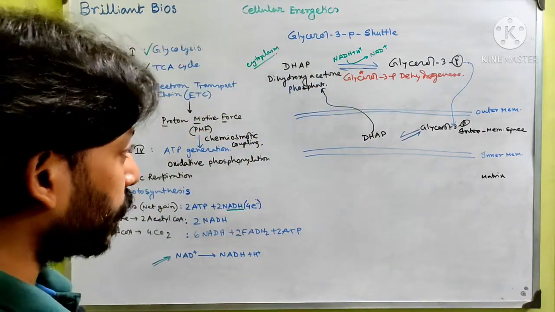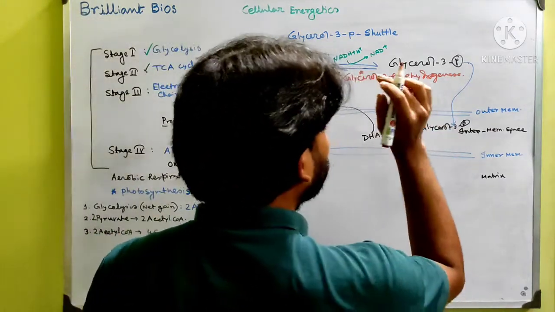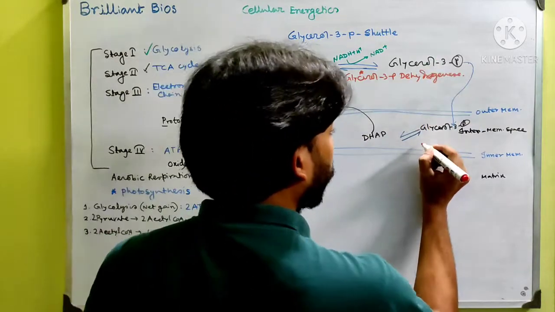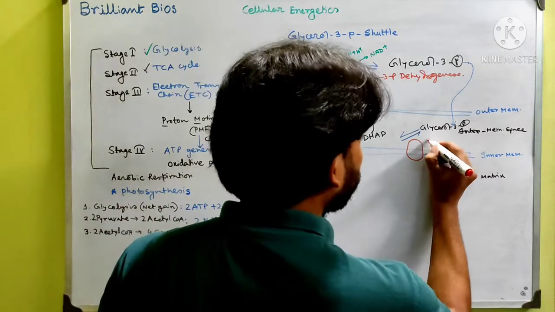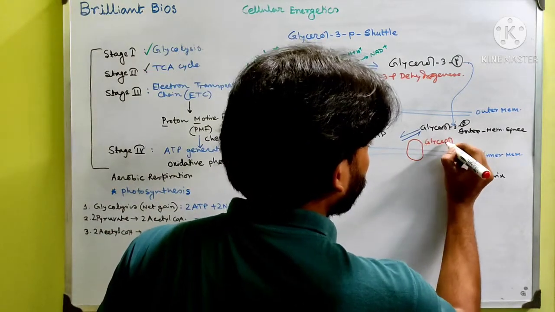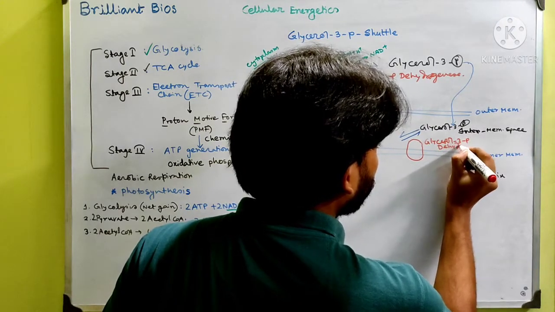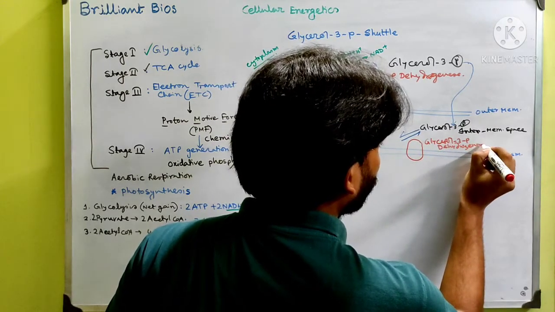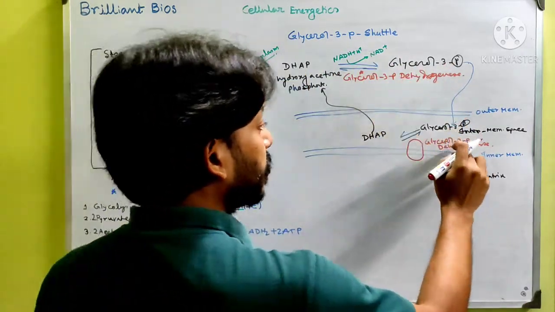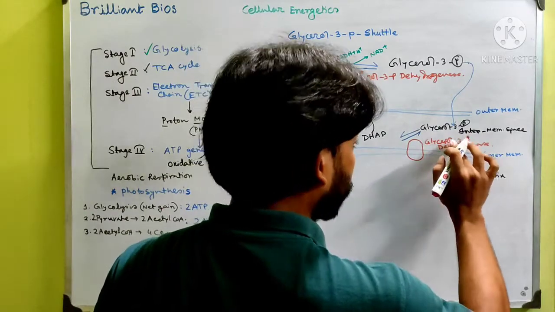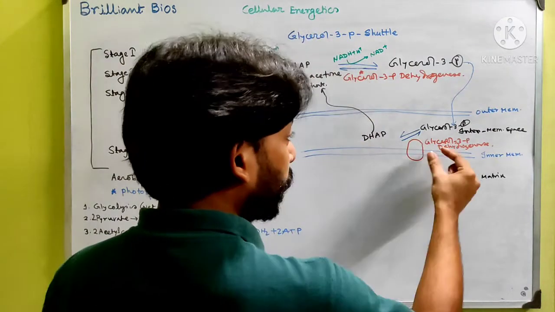So the enzyme that takes part in this reaction is the glycerol-3 phosphate dehydrogenase, but it is membrane bound. You have to understand this. This is the same glycerol-3 phosphate dehydrogenase. So this enzyme is the cytoplasmic version of this enzyme, and this is the mitochondrial version of glycerol-3 phosphate dehydrogenase that is embedded in the inner mitochondrial membrane. So this enzyme actually converts.